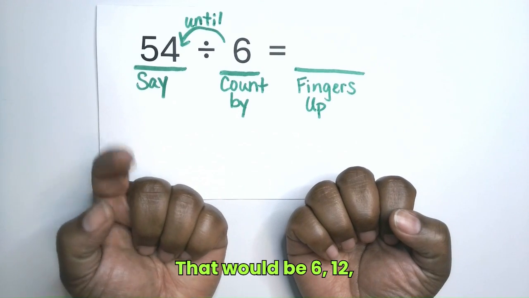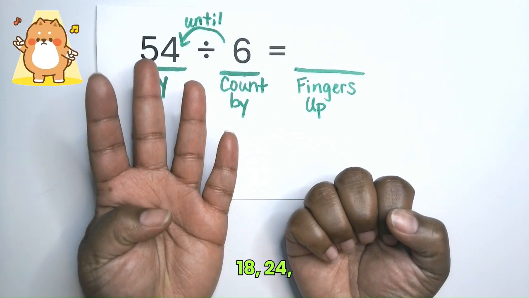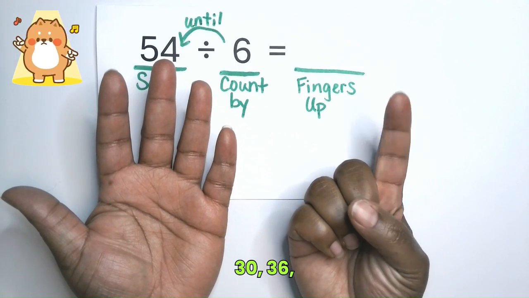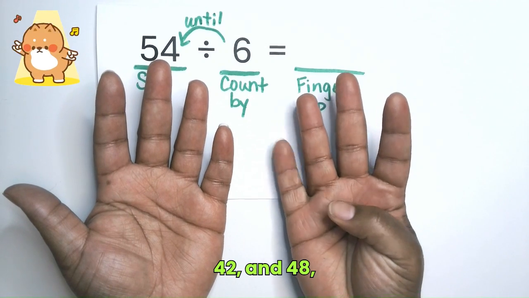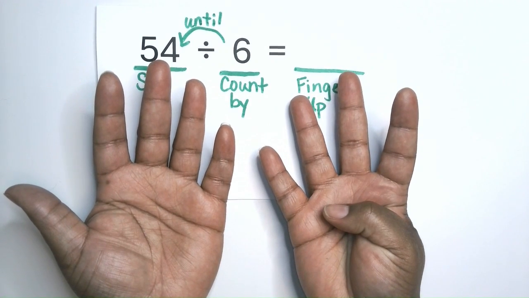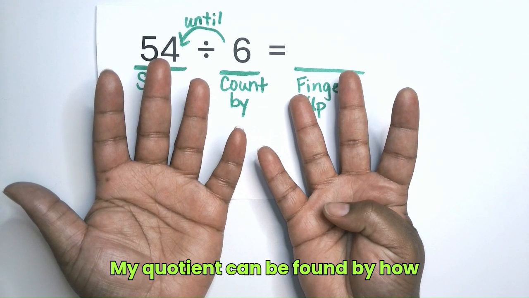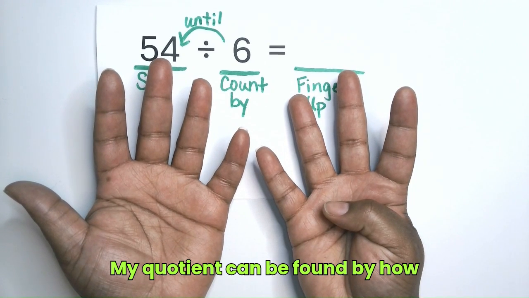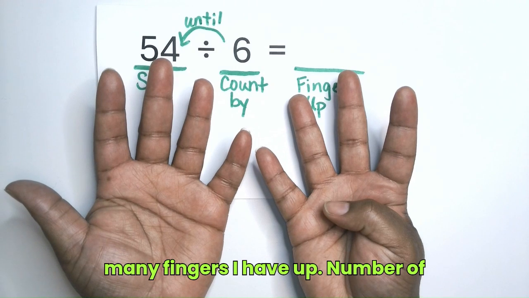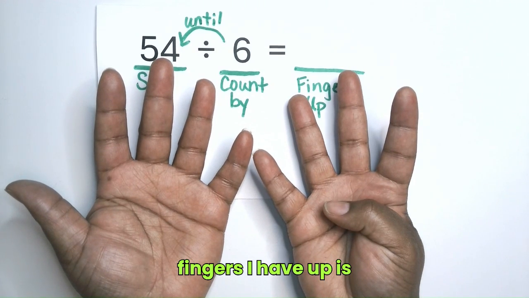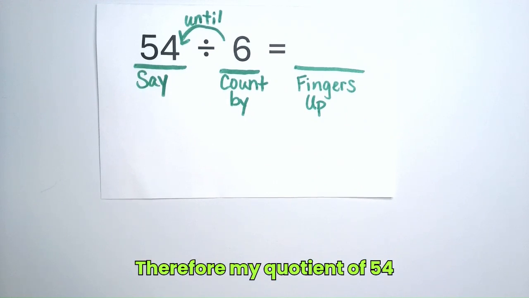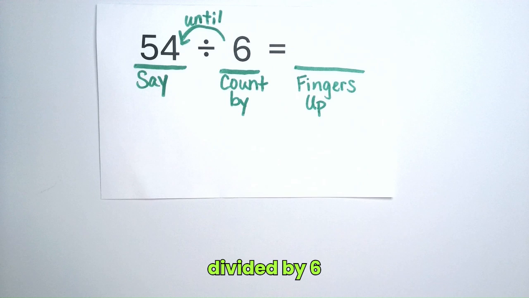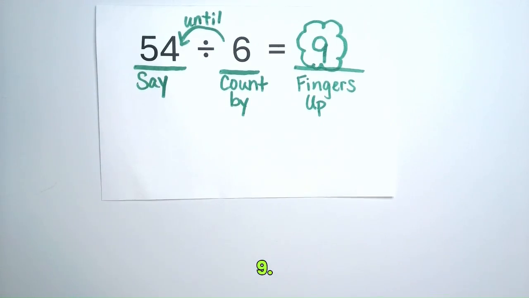That would be 6, 12, 18, 24, 30, 36, 42, and 48, 54. My quotient can be found by how many fingers I have up. The number of fingers I have up is 9. Therefore, my quotient of 54 divided by 6 is 9.